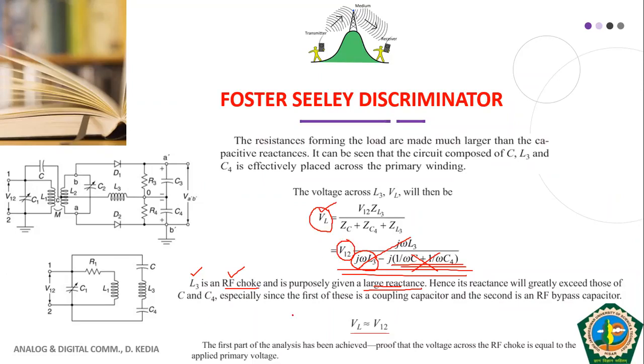That means the voltage across inductor L3 is the same as the voltage across your primary. Your primary voltage has been brought inside the secondary through L3. This is what we wanted to prove here, that the primary voltage has been brought inside the secondary portion. I hope all of you have understood this.